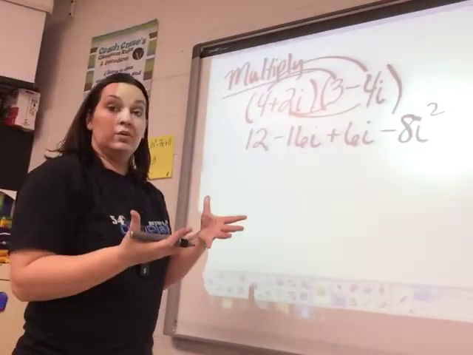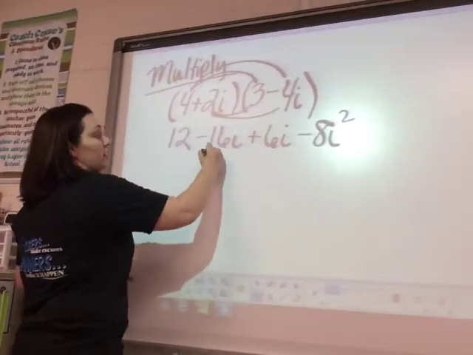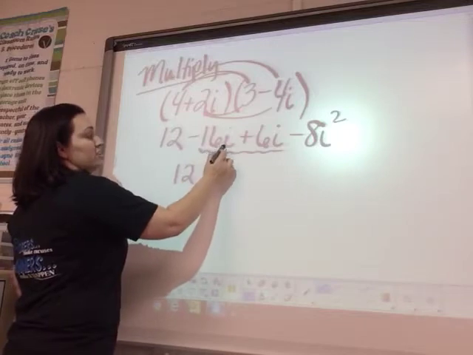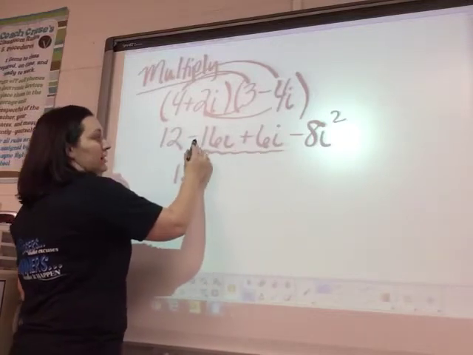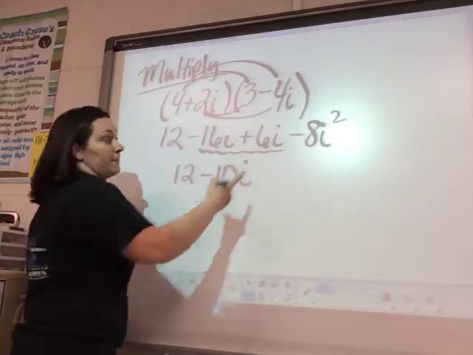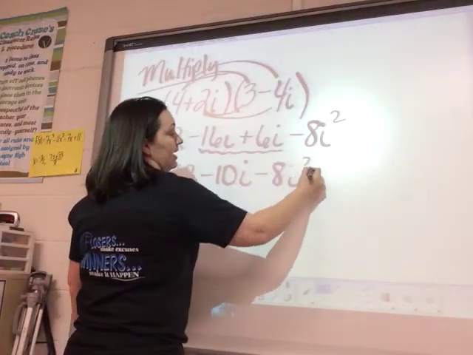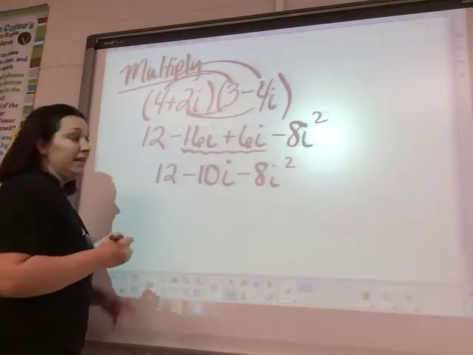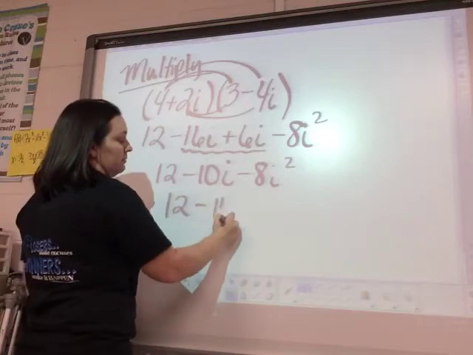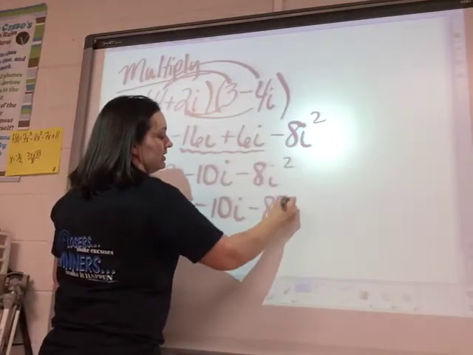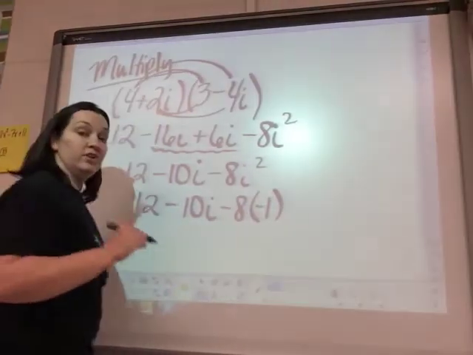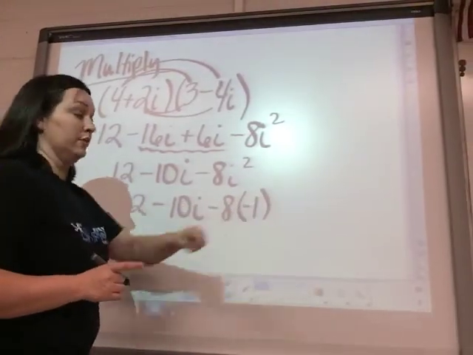Okay? Now, every single algebra teacher will tell you, you've got to combine your like terms right here. So you're going to have 12, negative 16i plus 6i. Well, negative 16 plus 6 is a negative 10i, minus 8i squared. And then we've got to take care of that 8i squared. You've got 12 minus 10i minus 8 times i squared, which we should know i squared is a negative 1. If you don't know that, I'll show you in a minute where that comes from.